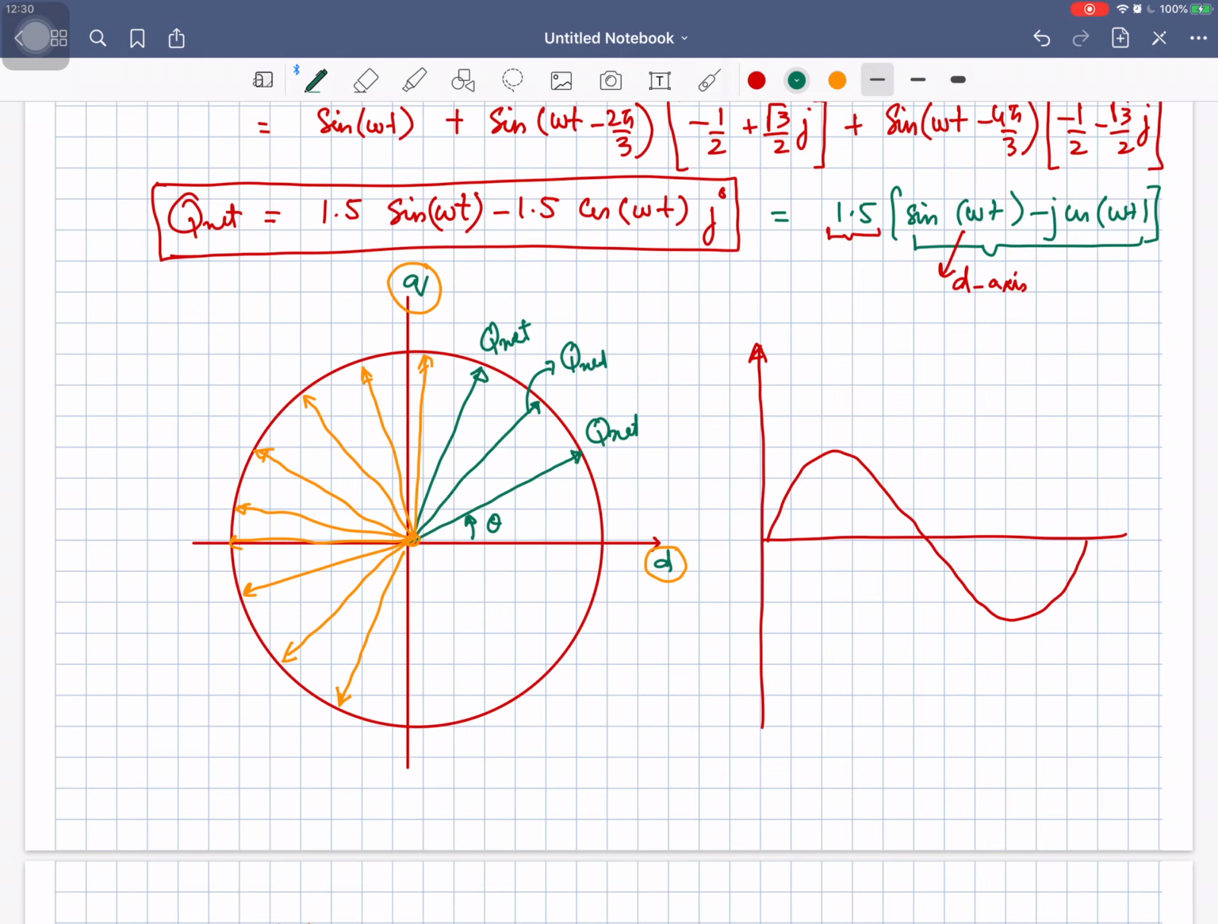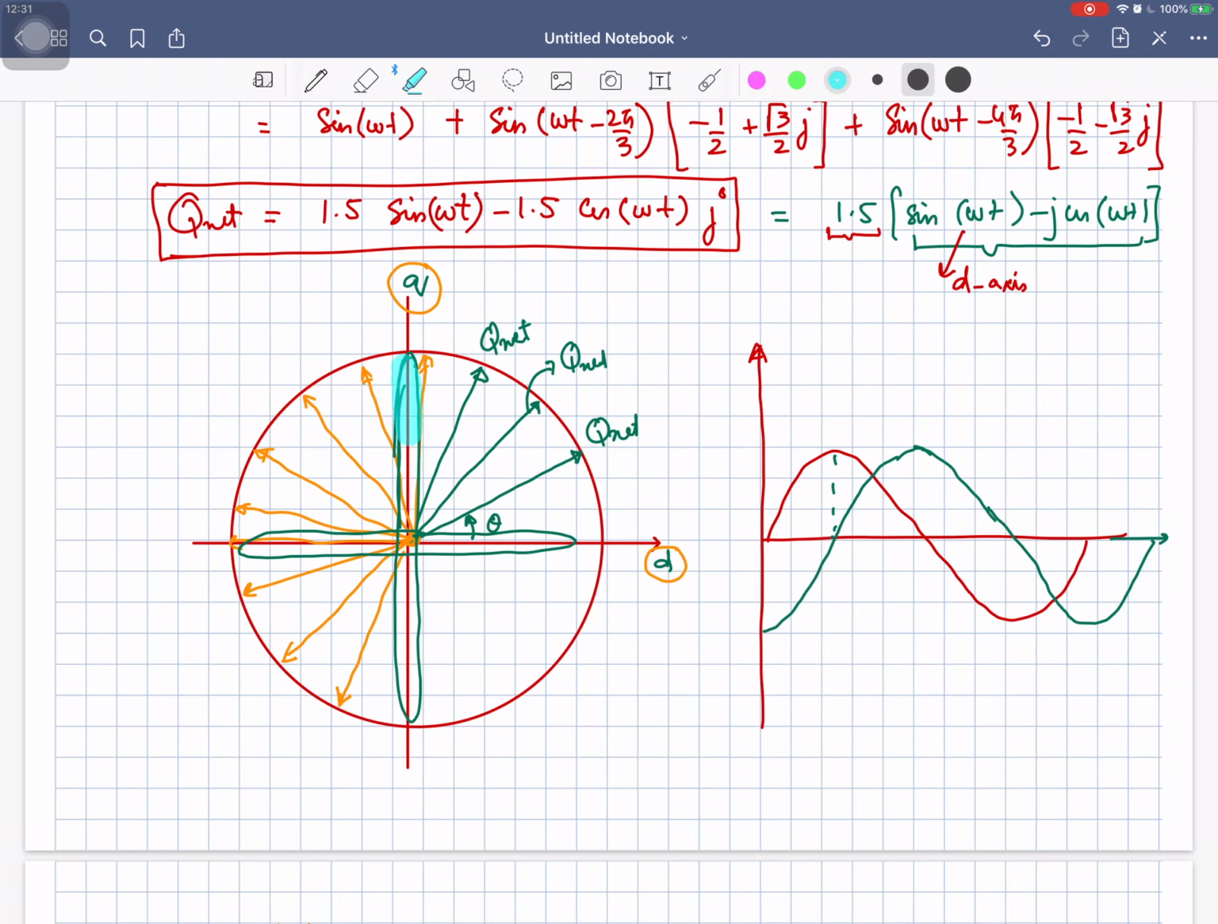So that is minus cos over here, so I should sketch it like this, the negative of the cosine waveform. So basically we have two sinusoidal functions in the DQ frame. Over here there is the sinusoidal representation, and along the Q there is the sinusoidal variation. And if we plot them together, you will get the circle.